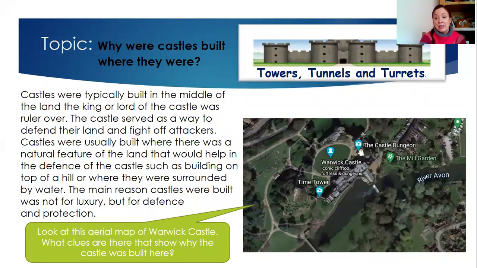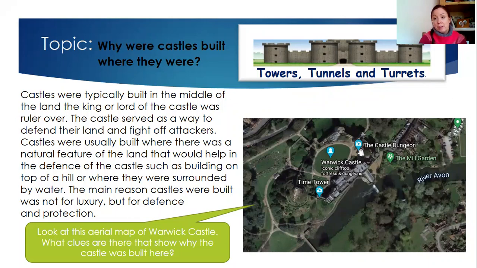It's actually on a natural hill, so it's on a high point of the land. Also running next to it, you can see the River Avon. And so Warwick Castle then was on that high hill. It could see any attackers coming towards it, had that vantage point. It also had that natural barrier of the river, which protected it from that side.